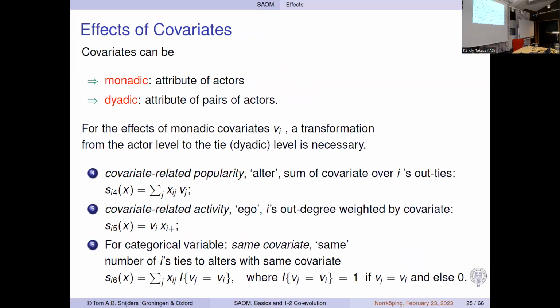For covariates, we need to make the transition from monadic to dyadic. So covariates, if they are actor-bound actor attributes, the primary transformations from monadic to dyadic are ego, the sender, alter, the attributes of the receiver, or similarity or same, the identity between the attributes of ego and alter.